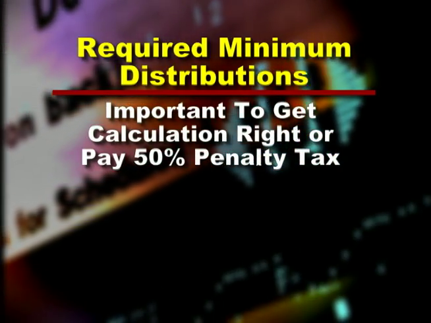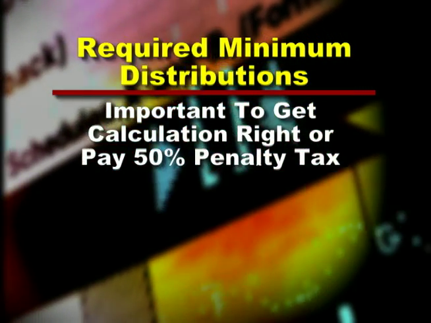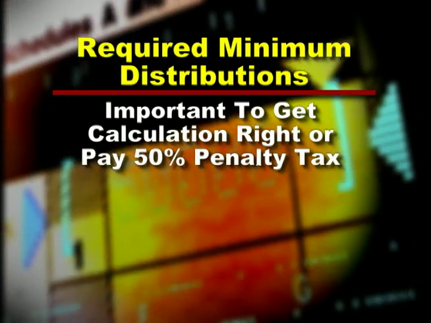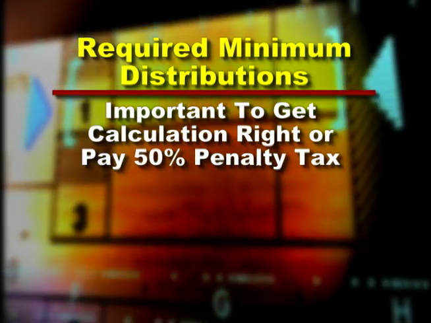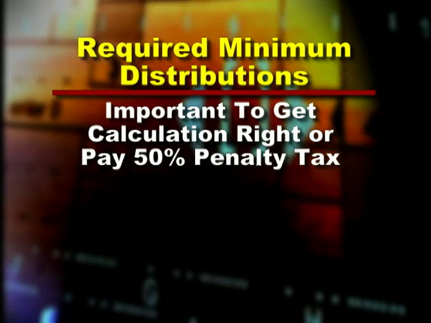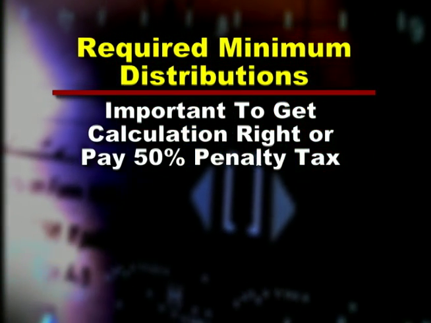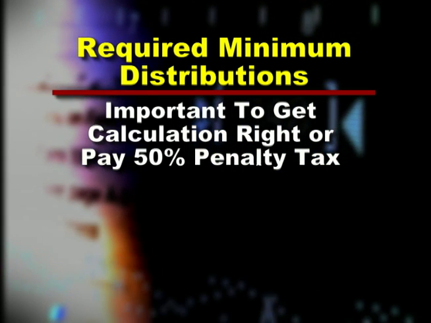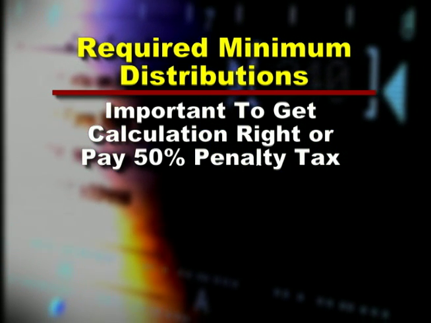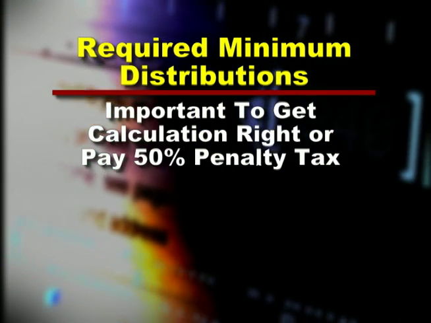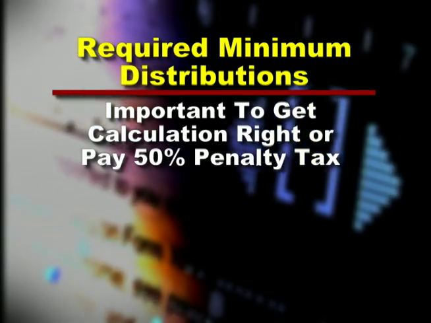It's extremely important to get this calculation right, as there is a 50% penalty tax for not withdrawing the proper amount by the IRS deadline. It's one thing to have to withdraw the money and pay the income taxes, but to pay a 50% penalty tax on top of that, that's just awful. So you want to get this one right.